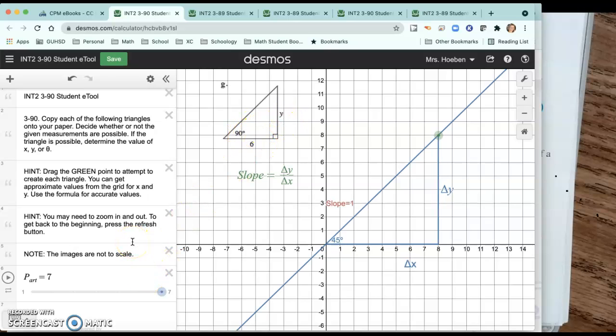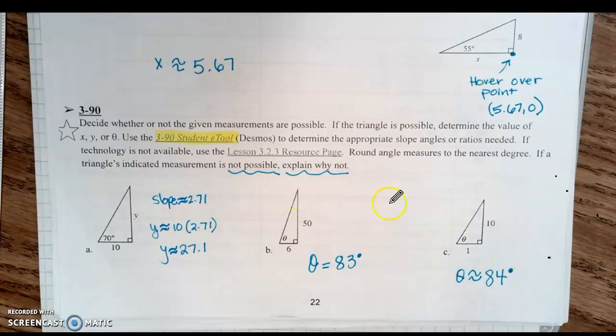Now in the directions, it does say, and let me click back over to it, in the directions it does say that if a triangle's indicated measurement is not possible, explain why not. So hint, yes, there are a couple that are not possible, so they just want you to explain why.